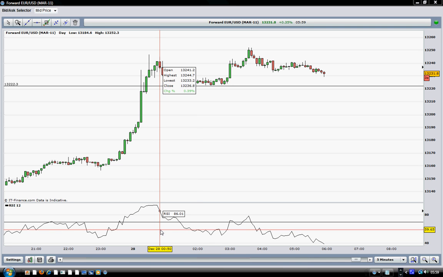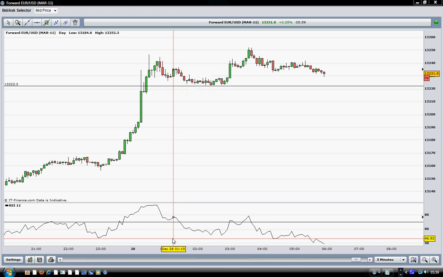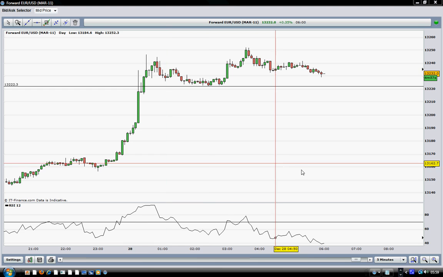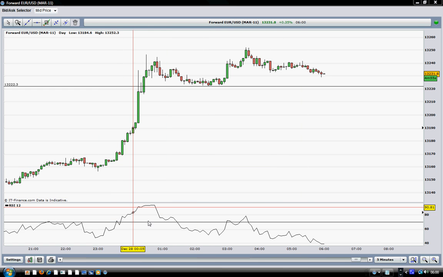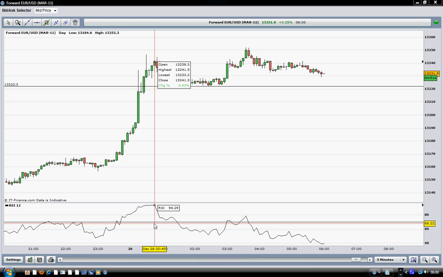Now, this is the Asian session. We do not trade the Asian session as TSTW24 traders. I'm looking at the Euro USD on the 5-minute chart, and I put on this chart the RSI indicator, period 12. Why did I choose 12?